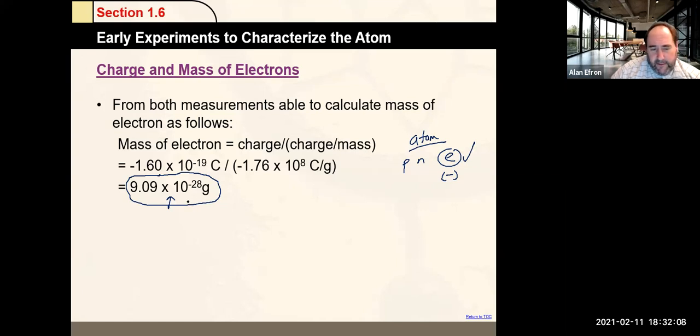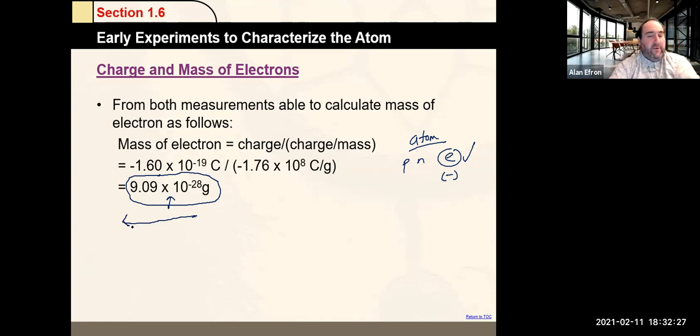A reminder as well, when we look at a number like 9.09 times 10 to the minus 28, it's a fairly small number, because minus 28 means we are moving 28 places to the left and putting zeros in front of it. So obviously not a giant number in terms of the mass.